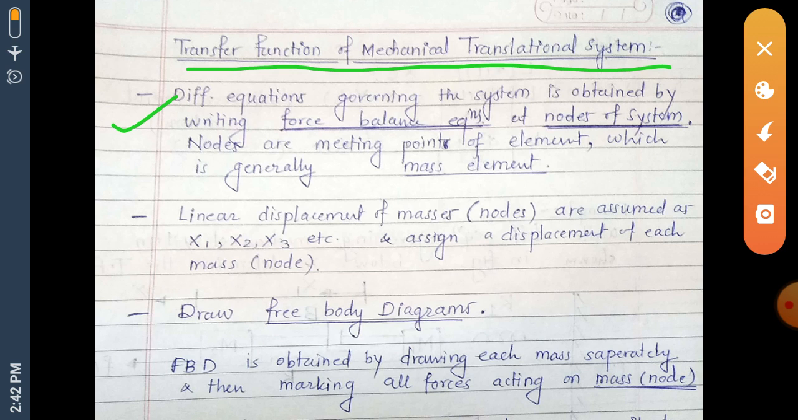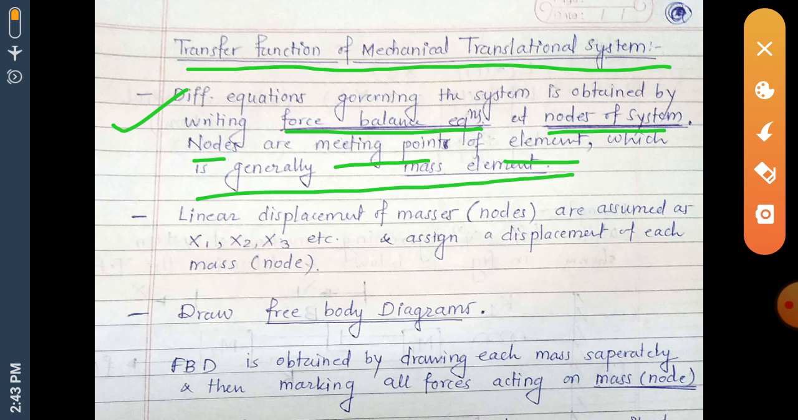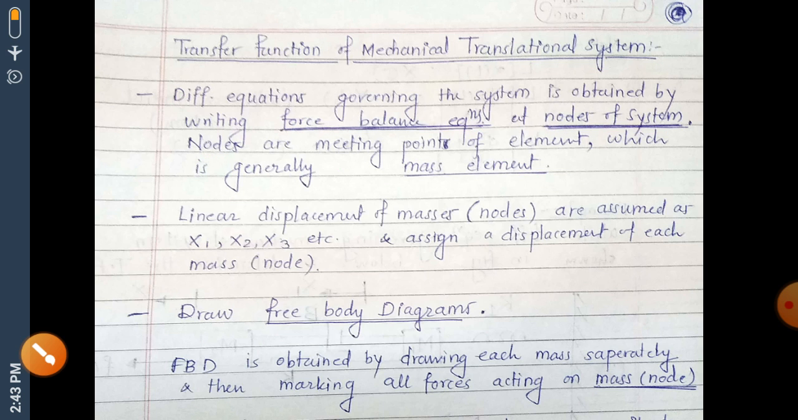The differential equation governing the system is obtained by writing the force balance equation at the nodes of the system. Nodes are meeting points of elements, which is generally a mass element. So, dear friends, how do we find the nodes? It is very easy. Nodes can be located at the point of the mass element. Where the mass element is located, we can easily find its node.